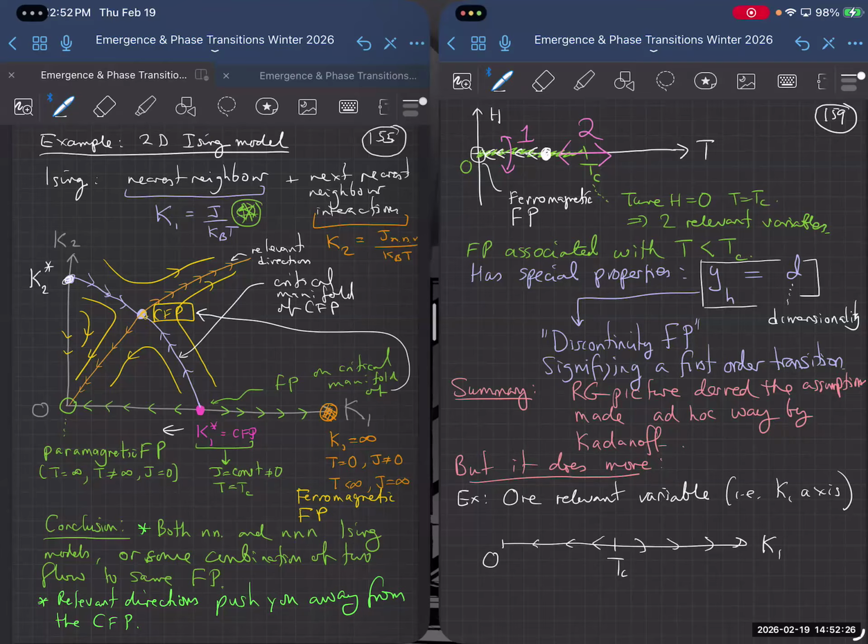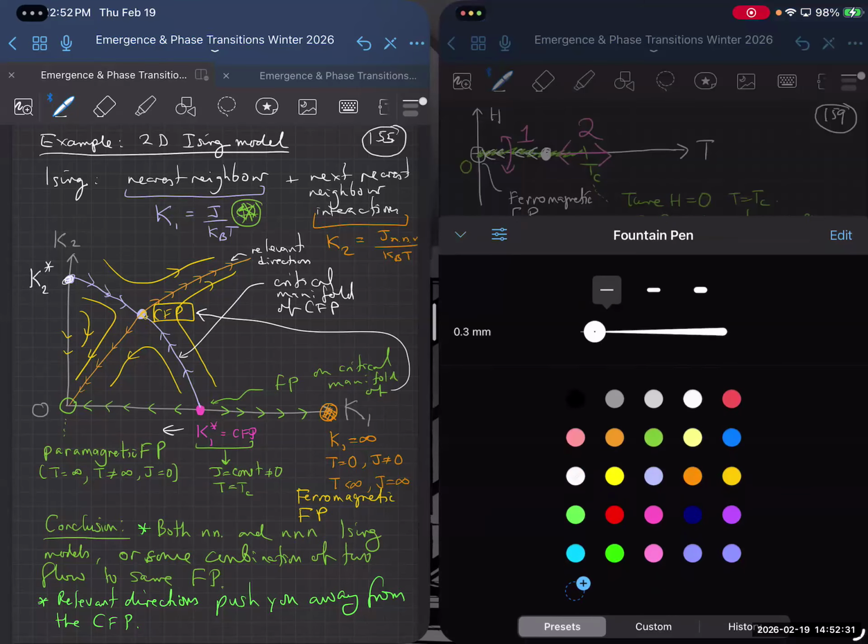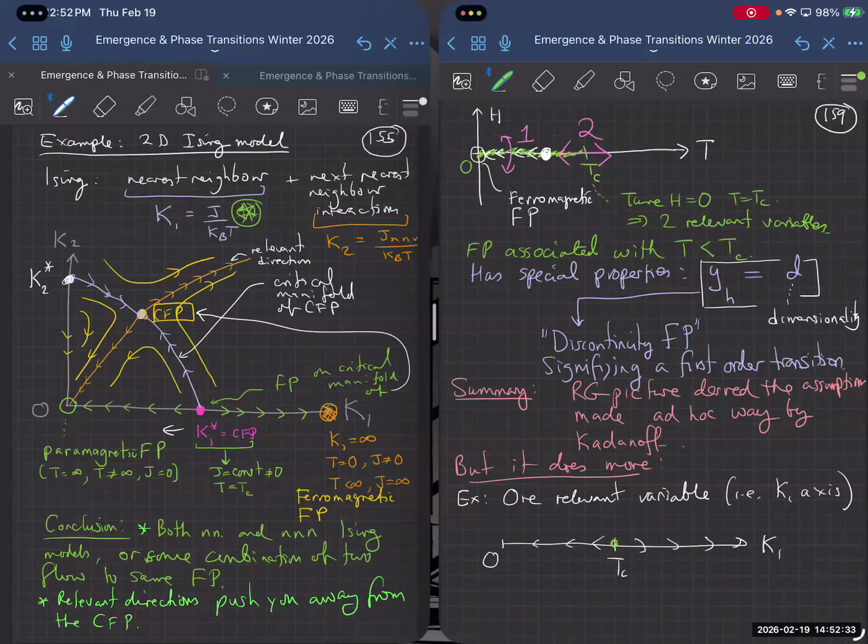Zero. Nope. It's the point of T_C. That's correct. The critical manifold is now here. Why? Well, when we talk about the manifold, it has to be a subspace. The space here is just one-dimensional. It's just a line. So if you're going to be a subspace of a line, then you have to be a point. And so you just have that one point. And of course, if you sit there, you're at criticality, and it's a fixed point.